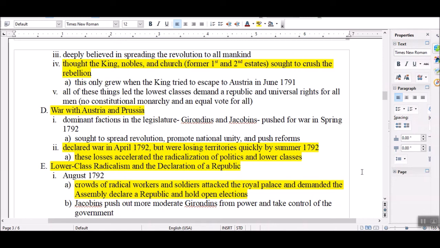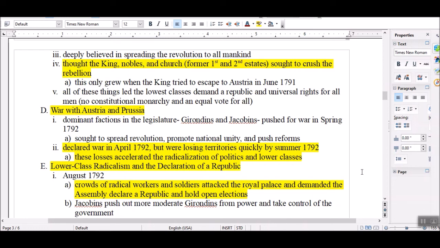And both of these groups are going to push for war in spring 1792, specifically with Austria and Prussia. They want to spread the revolution. They believe correctly that by going to war, it will promote national unity, which I mentioned at the very beginning was a problem that France was facing. And this is going to allow them to use fear to be able to push reforms. So they will declare war in April 1792.